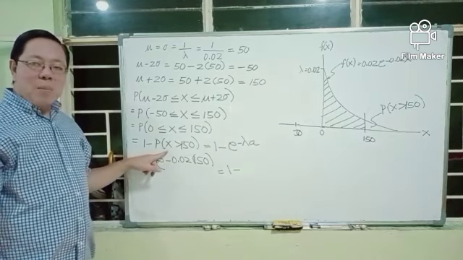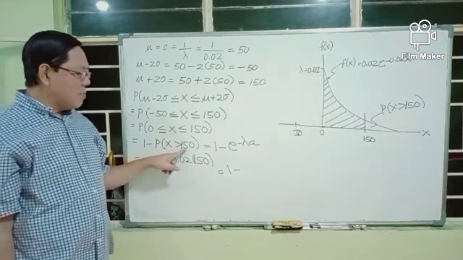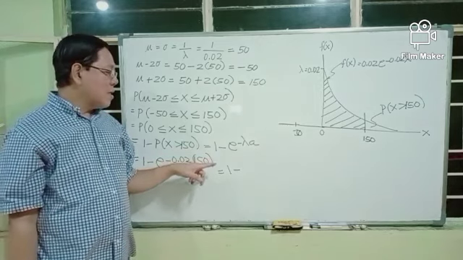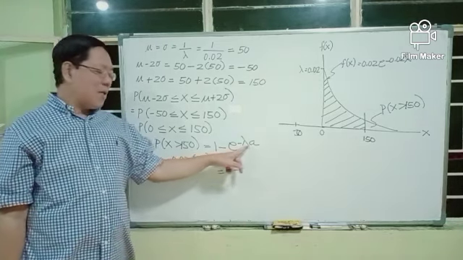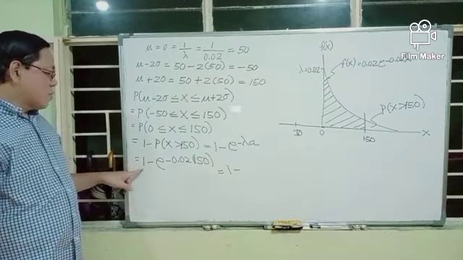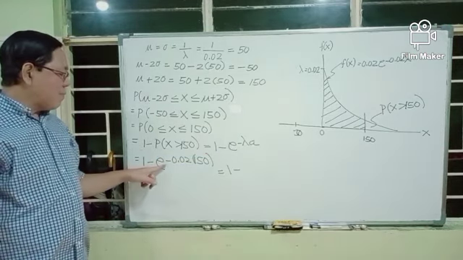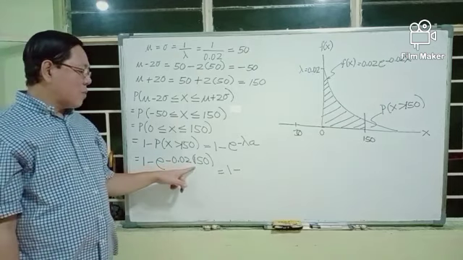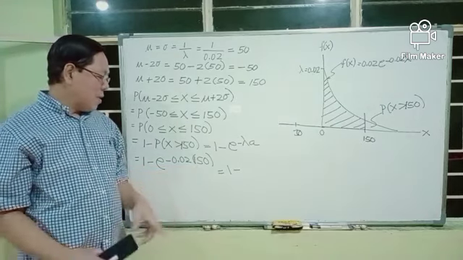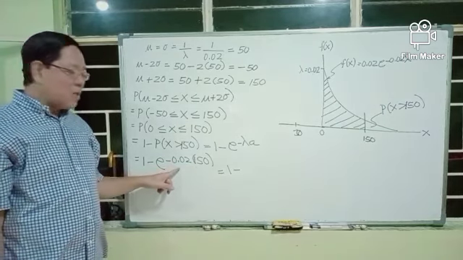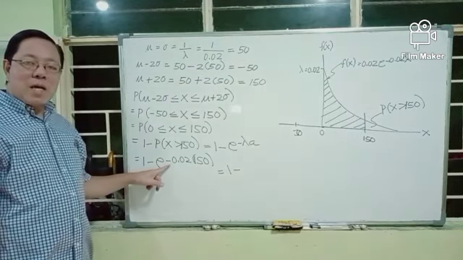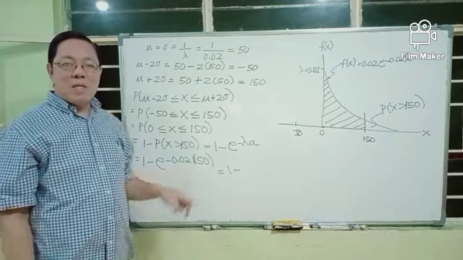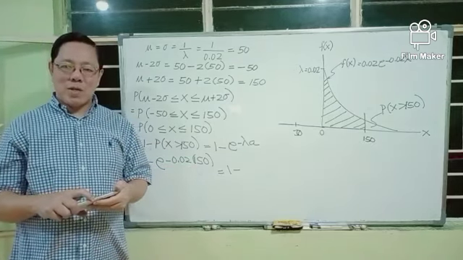And we obtain the probability that x is greater than 150 by writing probability, and it's equal to e to the minus lambda a, where a is 150. So this is 1 minus e to the negative 0.02 multiplied by 150. We calculate e to the negative 0.02 multiplied by 150 using our calculator.